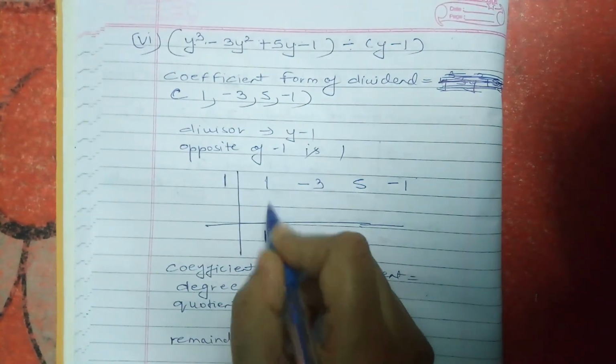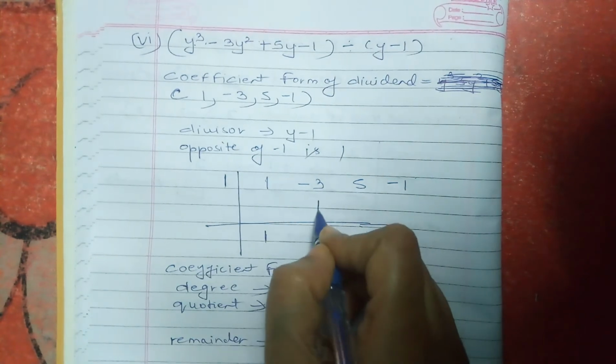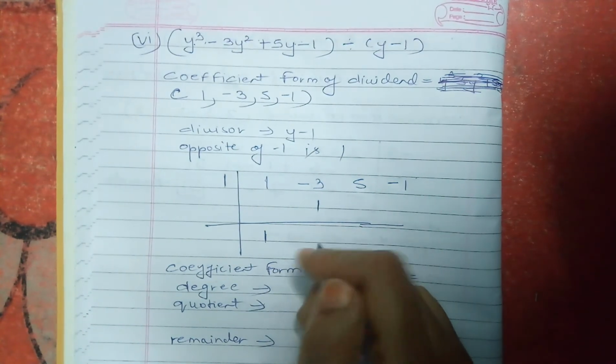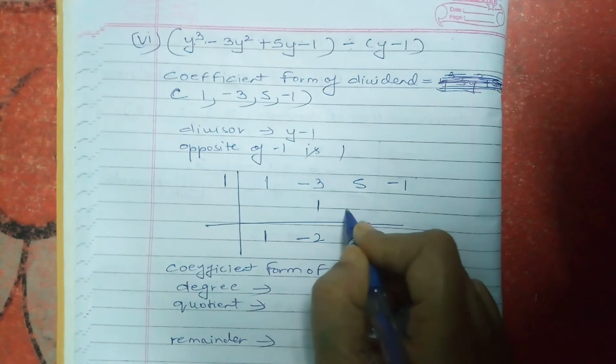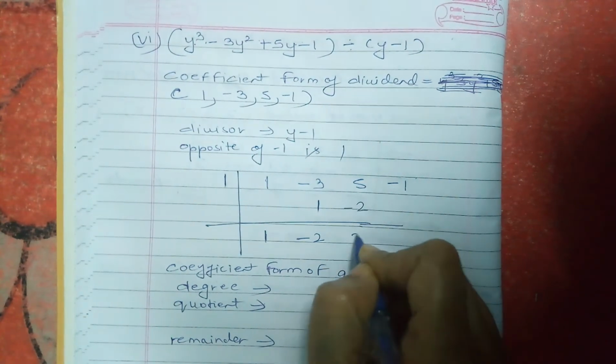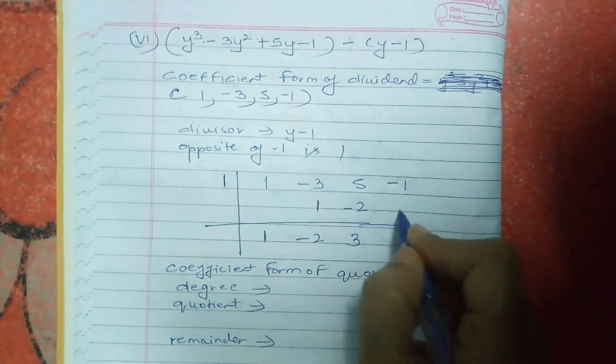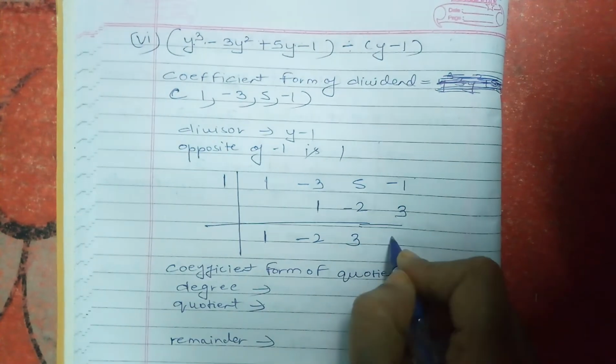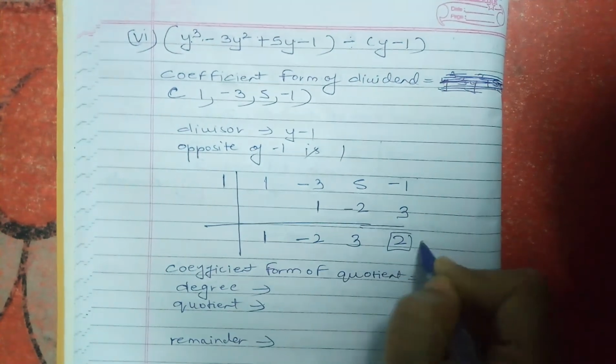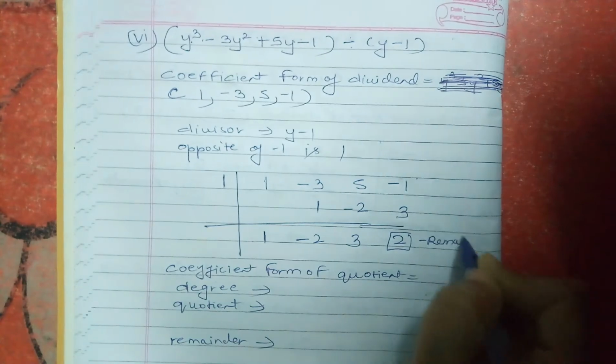Bring the first 1 down. 1 into 1 is what? 1. Minus 3 plus 1, minus 2. Now, minus 2 into 1, minus 2. Plus 5, minus 2, 3. 3 into 1, 3. Minus 1 plus 3, 2. So what is the remainder? Remainder is what? 2.